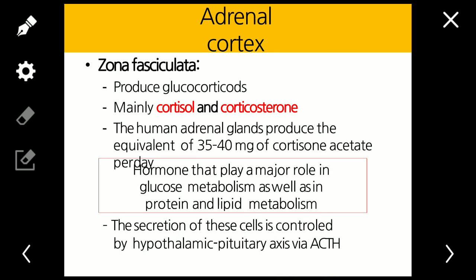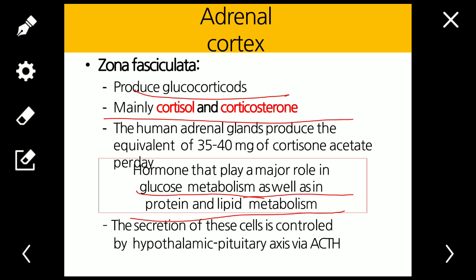Zona fasciculata will produce glucocorticoids, mainly cortisol and corticosterone. The human adrenal gland produces the equivalent of 35 to 40 mg of corticosterone acetate per day. The hormone plays a major role in glucose metabolism as well as protein and lipid metabolism. The secretion of these cells is controlled by the hypothalamic pituitary axis via adrenocorticotropic hormone.